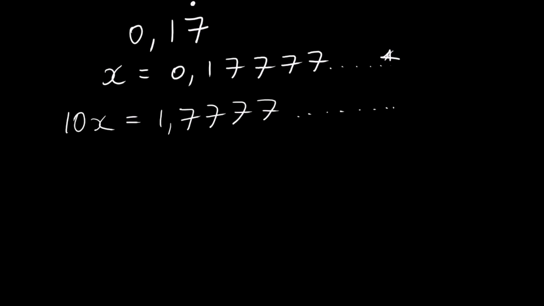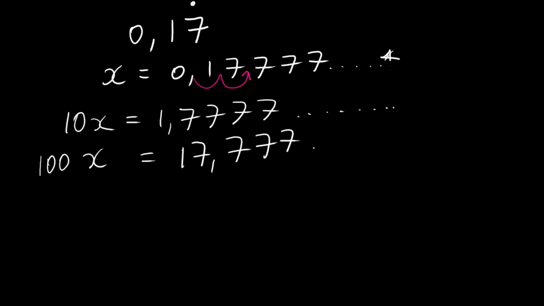Now from the original equation we are going to shift this comma 2 steps from the original position of this comma. So we go straight to the first number that is recurring. Remember, 2 steps it's 100, so 100 multiplied by x, it's 100x is equal to 17,777 recurring.